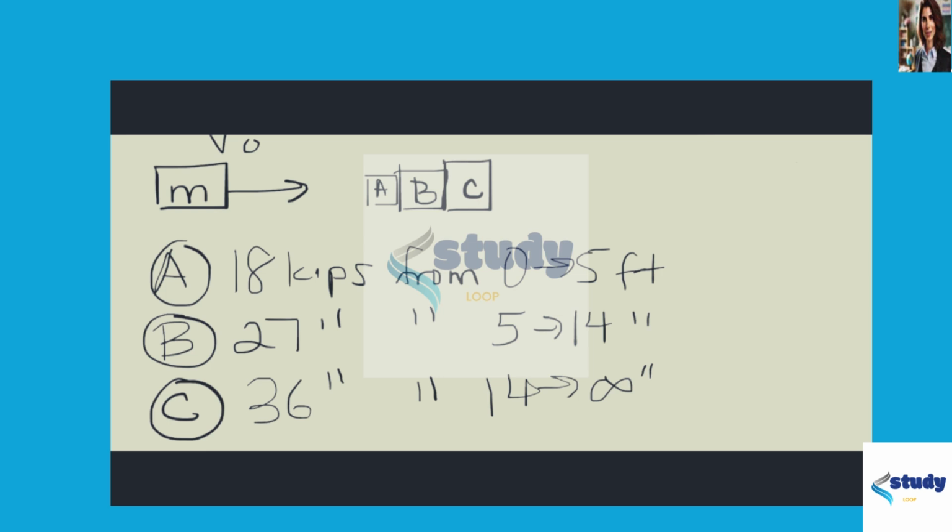So the barrels at A provide 18 kips from 0 to 5 feet. The barrels at B provide 27 kips from 5 to 14 feet. And the barrels at C provide 36 kips from 14 to an undetermined length.